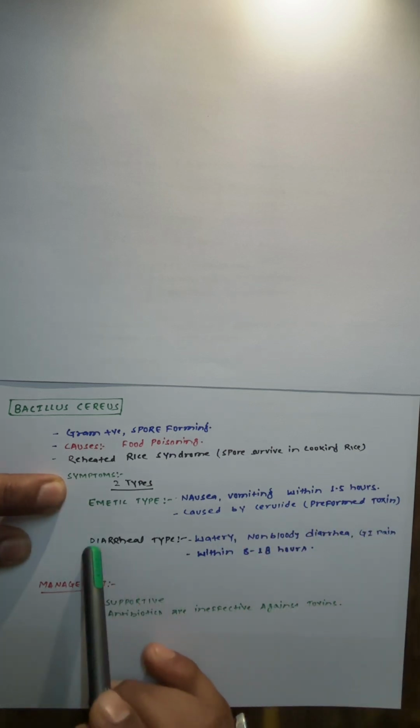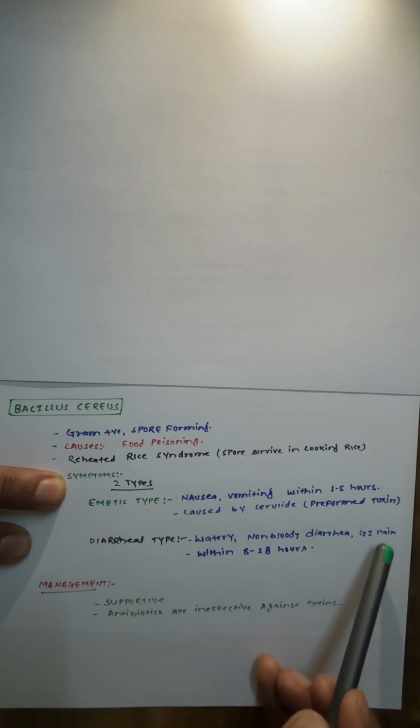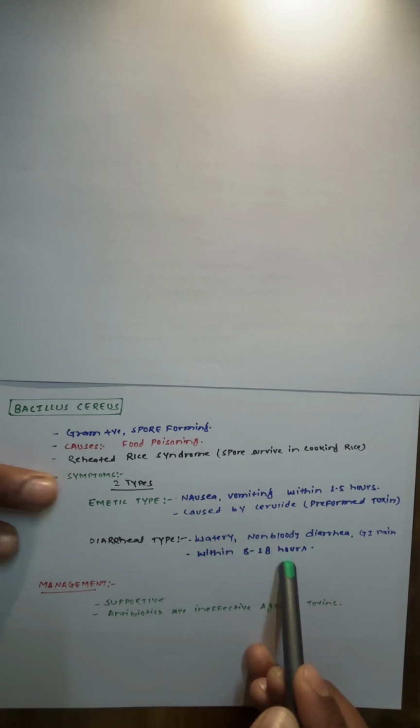Now the second type is the diarrheal type, in which the patient will have watery, non-bloody diarrhea. Always remember, it produces non-bloody diarrhea, then gastrointestinal pain, and it appears within 8 to 18 hours of ingestion. This part is important from the management point of view. Whenever you find that the patient is having Bacillus cereus infection, always do supportive treatment, because antibiotics are ineffective against this gram-positive bacteria. So this is all about Bacillus cereus.